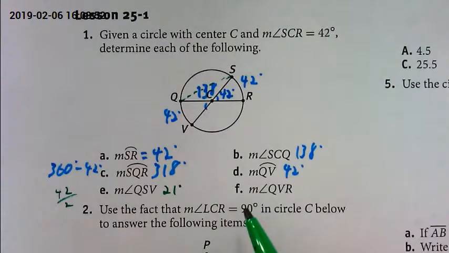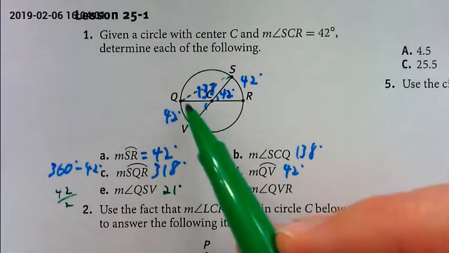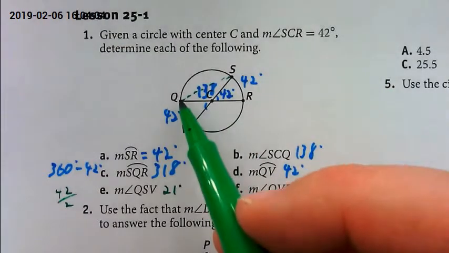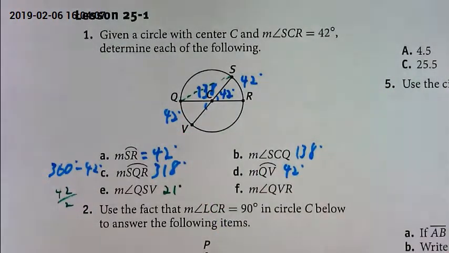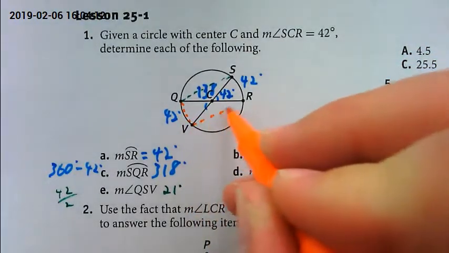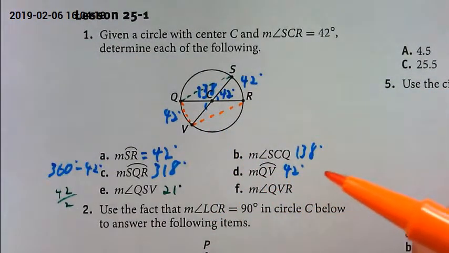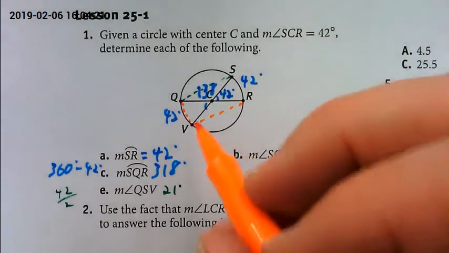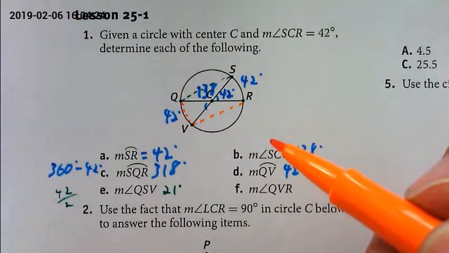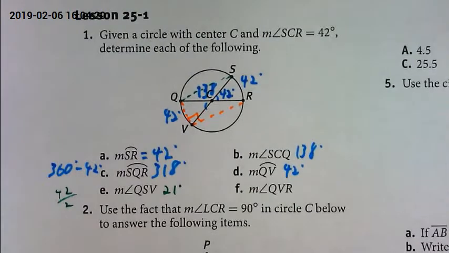So now, for F, angle QVR. This angle. It's 90. I heard 90. Who said 90? Yeah. All right. So why is it 90? You're right. Why though? Give me a reason. All right. I need more. What did you say?